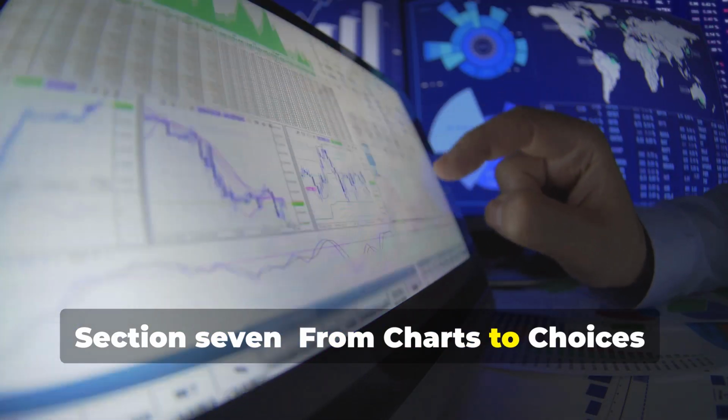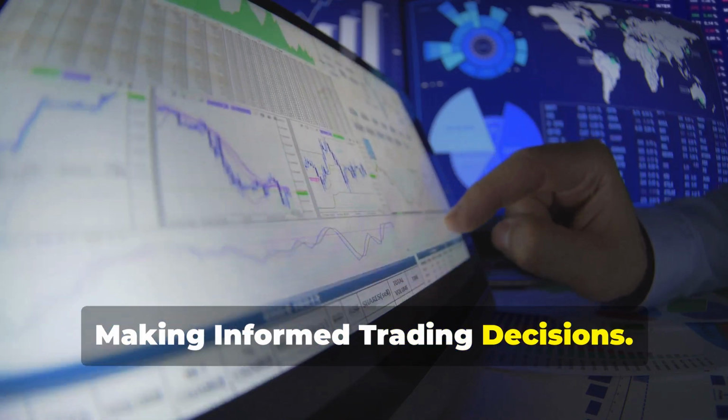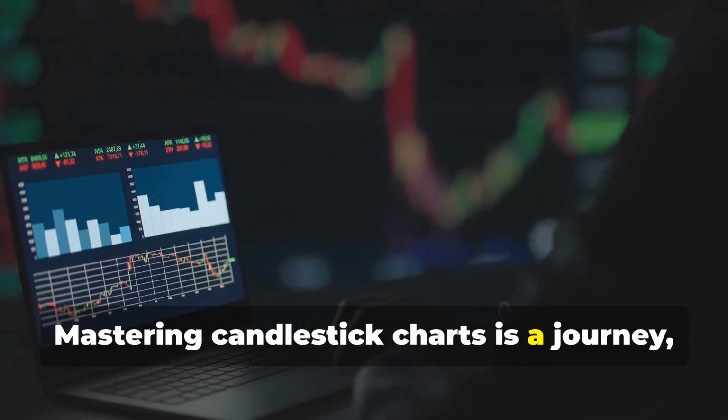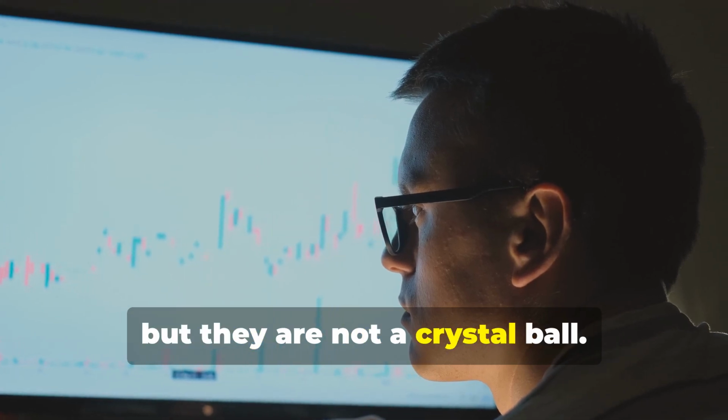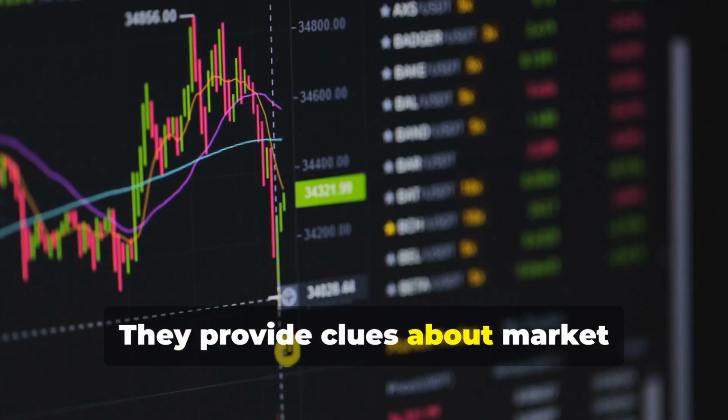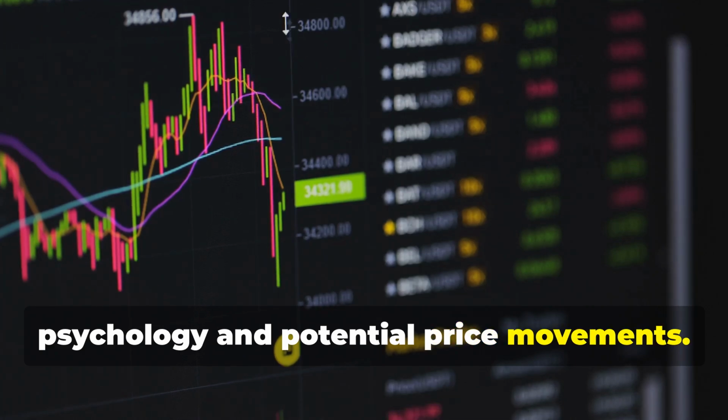Section 7. From charts to choices: making informed trading decisions. Mastering candlestick charts is a journey, not a destination. These charts are a powerful tool, but they are not a crystal ball. They provide clues about market psychology and potential price movements.